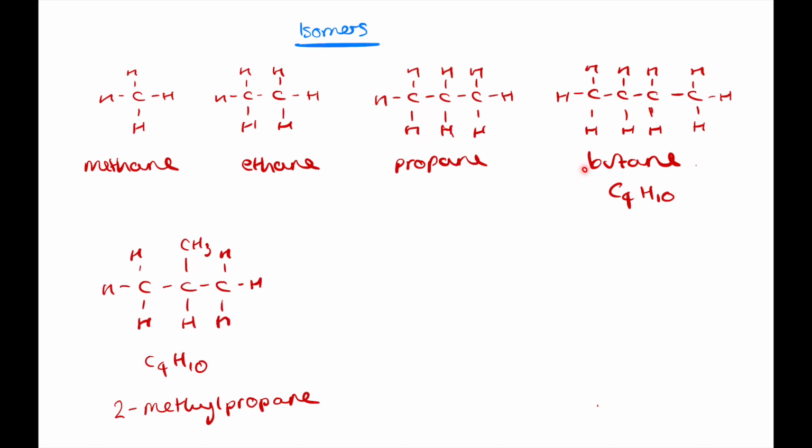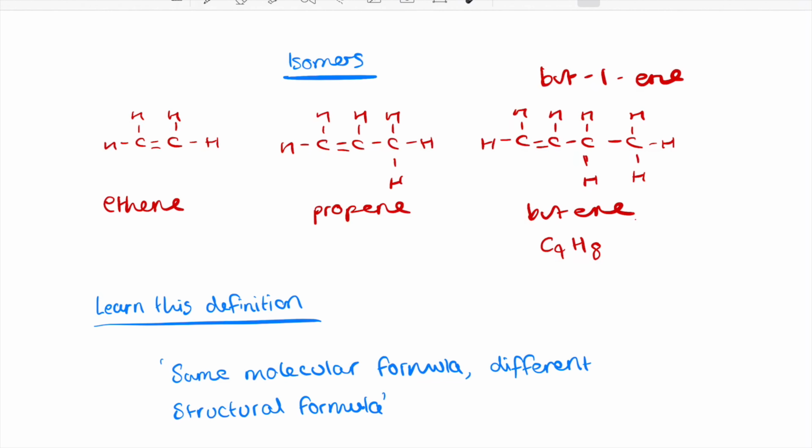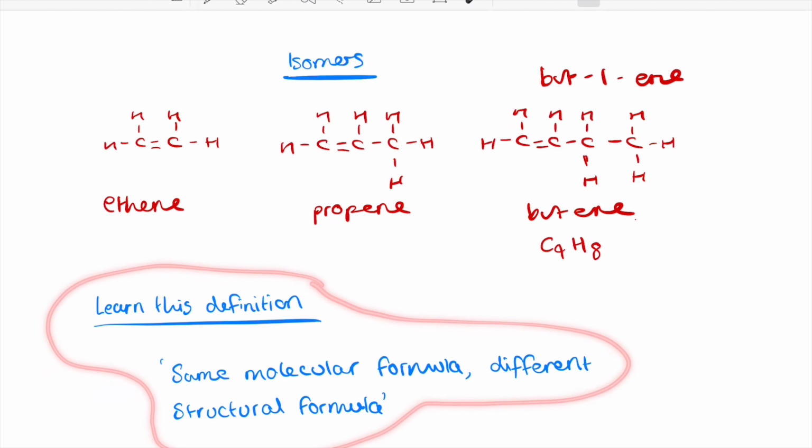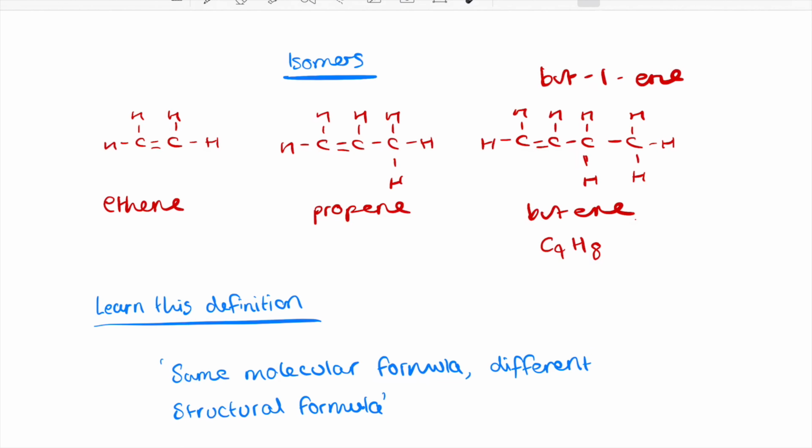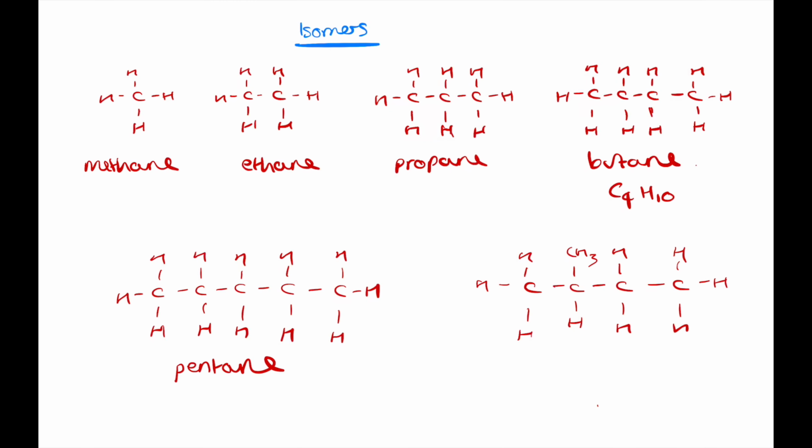Now these two structures, they have the same molecular formula, but they have a different displayed formula or a different structural formula. So here it's absolutely vital that you learn this definition. Structural isomers have the same molecular formula, but a different structural formula. In our next example, we're going to have a look at the isomers of pentane.